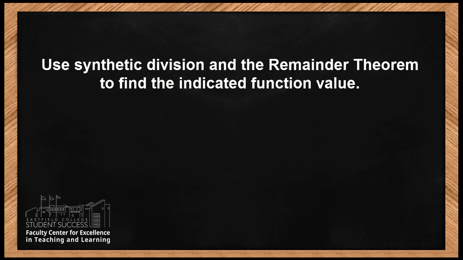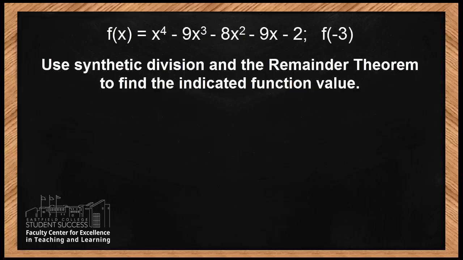Our function is f of x equals x to the fourth minus 9x cubed minus 8x squared minus 9x minus 2. And what we want to do is find out what is f of negative 3. That means we want to know the function value. What is f of x when all of our x's are negative 3?